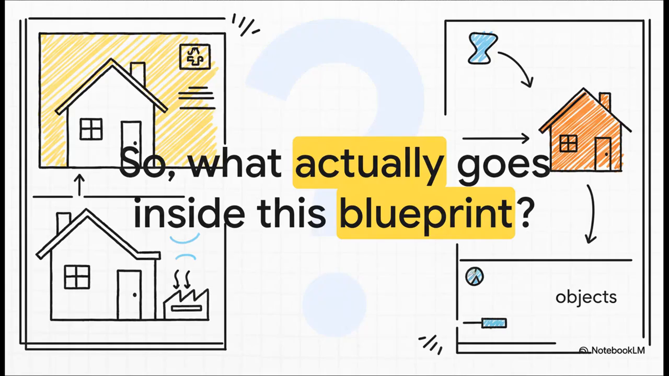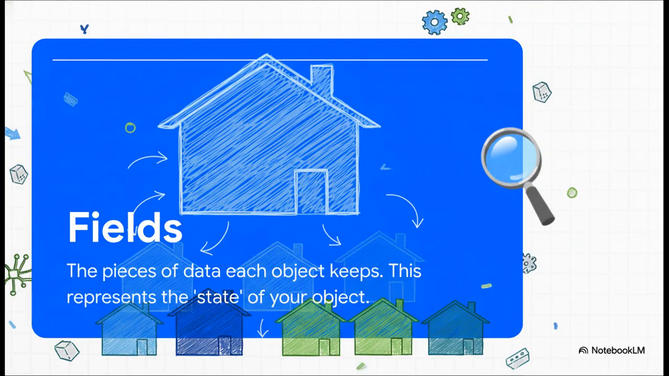So, what actually goes inside this blueprint? Turns out, it really just breaks down into a few key parts that all work together. First up, you've got fields. These are pretty much just variables that live inside your class. They represent the data, the characteristics. You can think of them as the nouns of your object. So for a student blueprint, the fields would be things like name, student ID, maybe GPA. This is the state we were talking about.